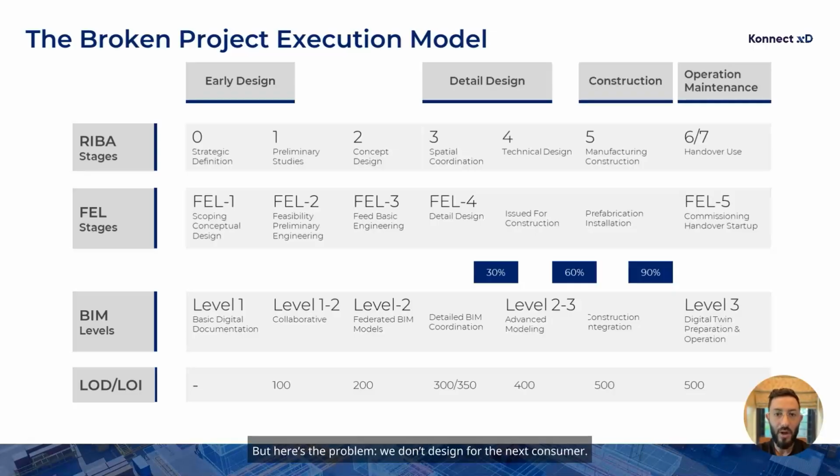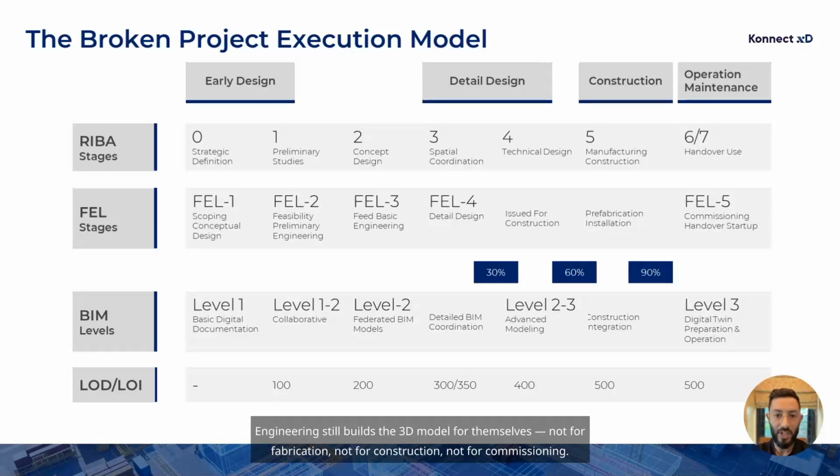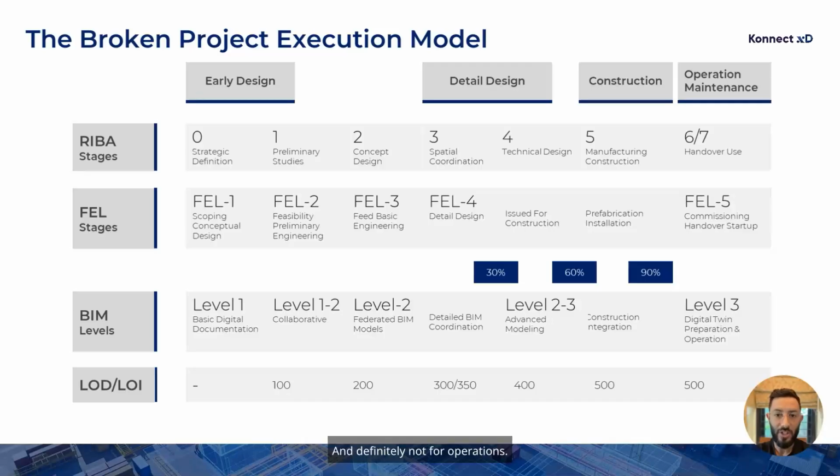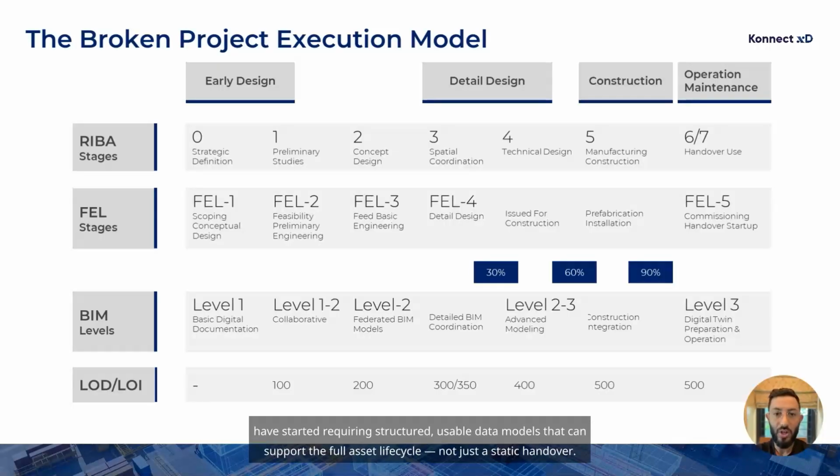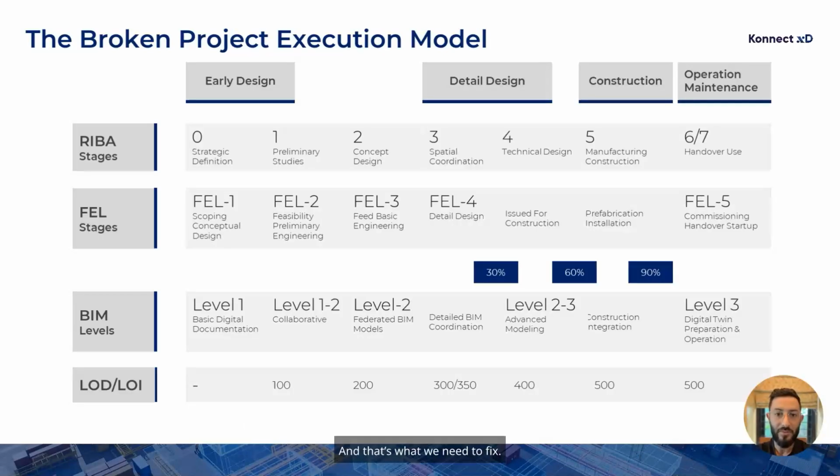But here's the problem. We don't design for the next consumer. Engineering still builds the 3D model for themselves. Not for fabrication, not for construction, not for commissioning, and definitely not for operations. Only recently, with initiatives like CFIHOS, owners and operators have started requiring structured, usable data models that can support the full asset lifecycle, not just a static handover. This disconnect between what's designed and what's needed downstream is where misalignment begins. And that's what we need to fix.